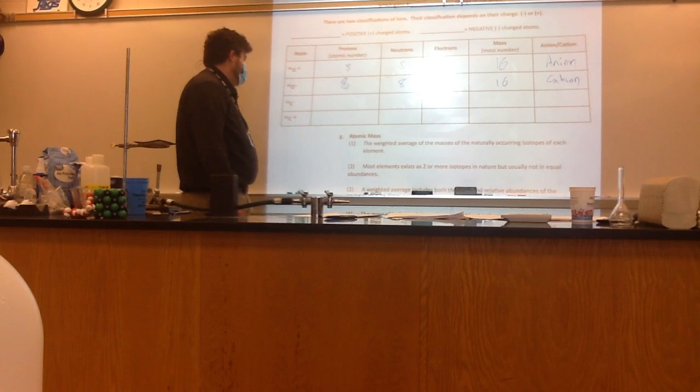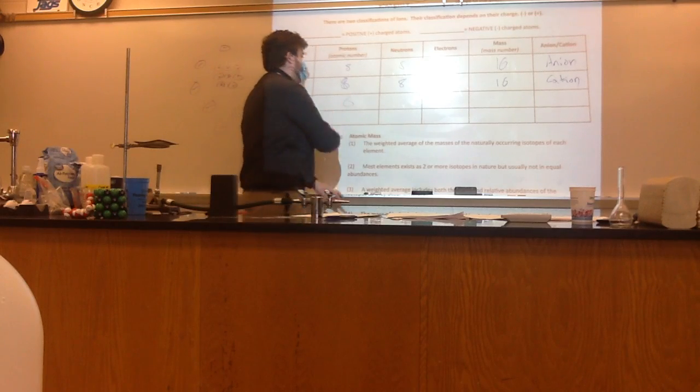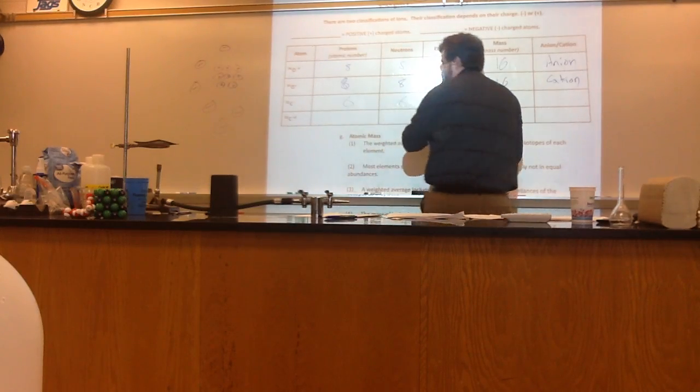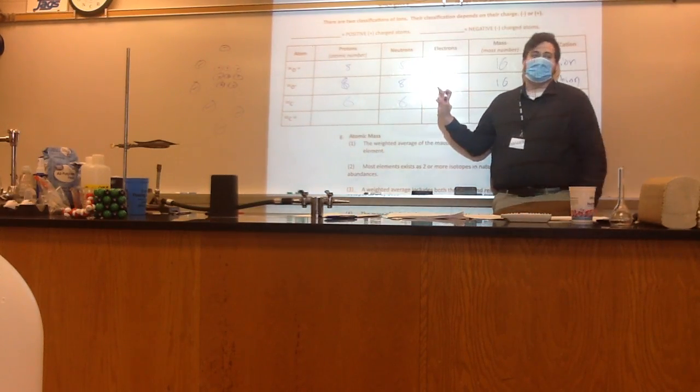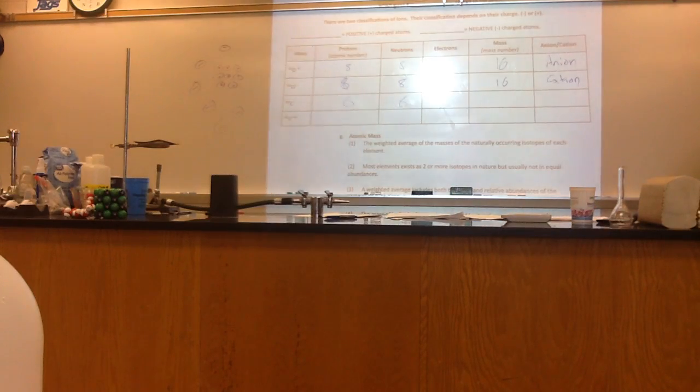So a negative carbon ion here. How many protons? 6. How many neutrons? 6. How many electrons in this one? 7 in carbon +1? That's a minus. Oh, it's a minus? Oh, it is a minus.